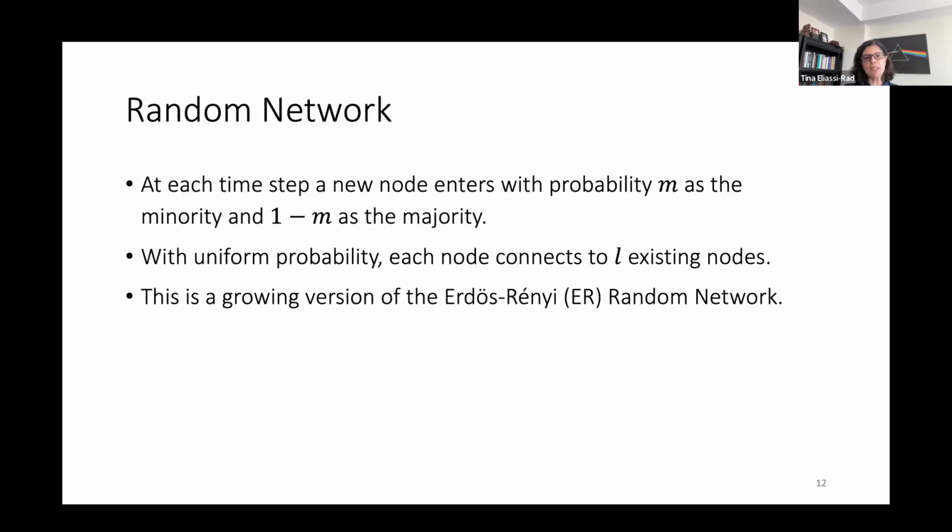So for the random network, it's very easy. At each time step, a new node enters, and with probability m, it belongs to the minority group, and with probability 1 minus m, it belongs to the majority group. So if you think about, for example, the Facebook network, a new node comes in, and as opposed to connecting based on homophily, etc., with other people, it comes in with a random probability, and then with a random probability, it gets assigned to the majority or the minority group, and then with uniform probability, it connects with L existing nodes. So a new node that comes in has L friends. And this is the growing version of the famous Erdős-Rényi network.